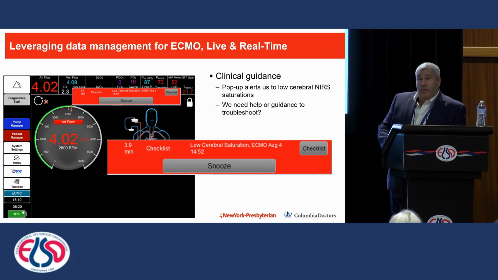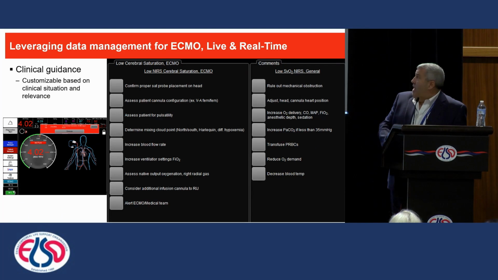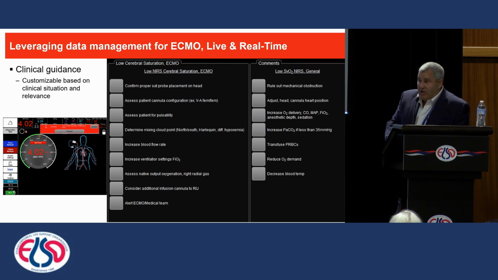So this is one way that we use live data to help our clinicians while things are going on. So instead of snoozing this alarm, I can hit the checklist button, and I can bring up a checklist that helps guide our clinicians as to what's going on. Now, the really neat thing about this is we can make this very specific to the case at hand. So, for low cerebral saturations, of course, we do things on the right, like rule out mechanical obstruction, adjust the head, increase the cardiac output, increase the PaCO2 if it's less than 35. We can transfuse cells. We can reduce oxygen demand. We can decrease the blood temperature.